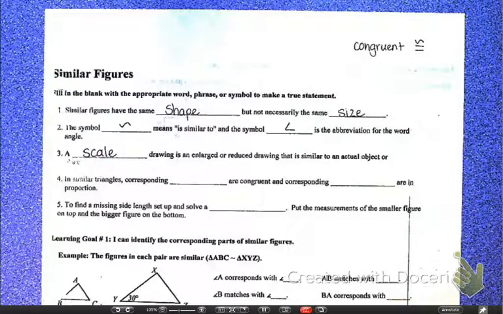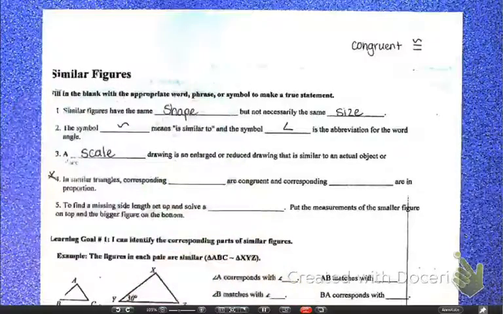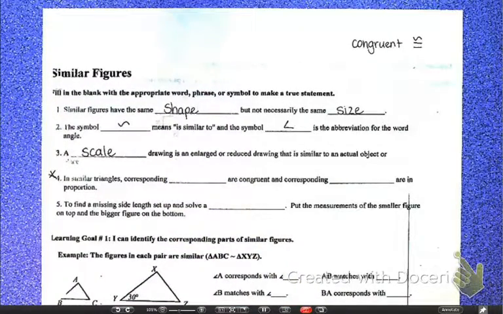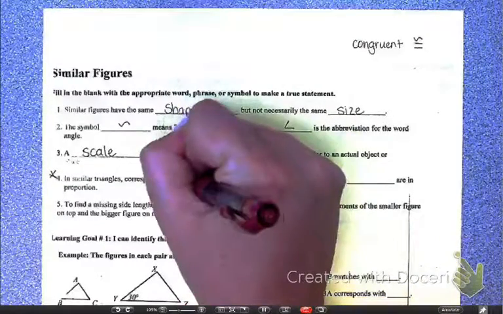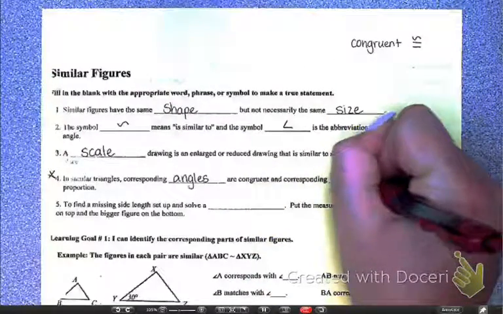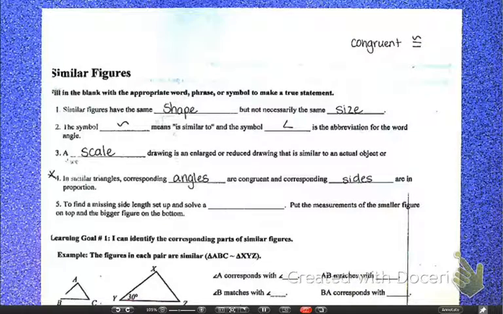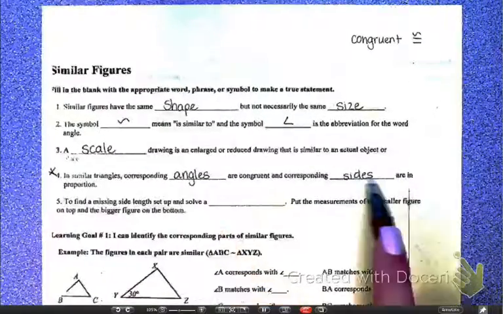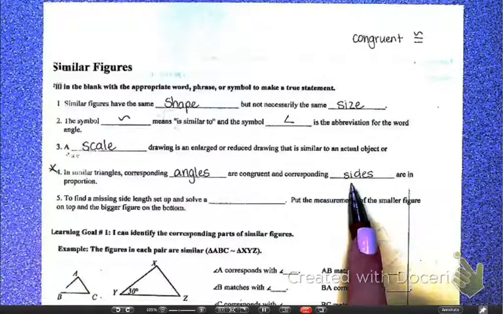Okay. Number 4 is probably the most important thing as we move through this. So in similar triangles, corresponding angles are congruent, and corresponding sides are proportional. So in IM1, when you were dealing with congruent triangles, you had to show that everything was equal, that all the angles were equal, that all the sides were equal, right? We remember doing that, probably not loving it. Here, we're going to show all the angles are equal, and we're going to show all the sides are proportional, so meaning the sides have the same scale factor. Okay? Are we okay with that?